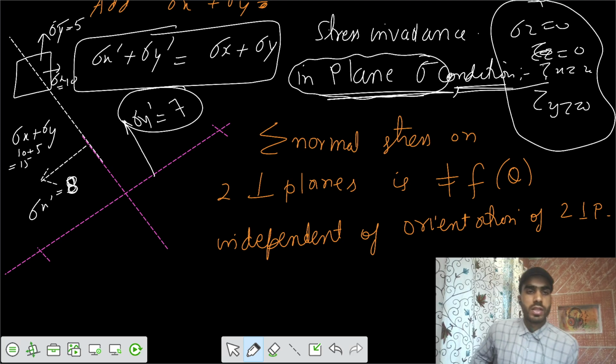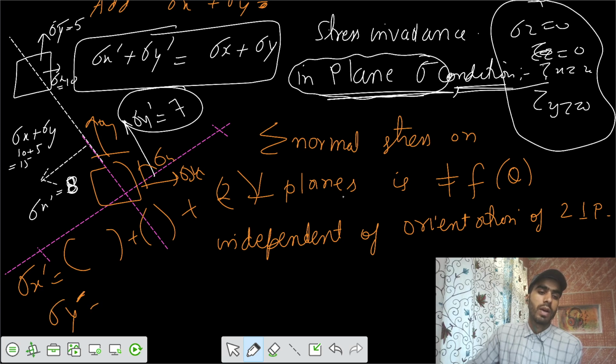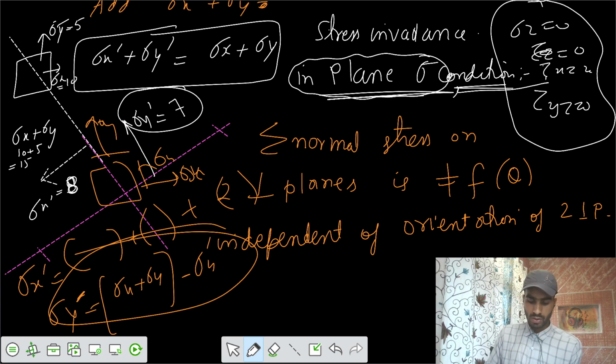That's the concept of stress invariance. So if you get sigma x dash from the calculation, and you already know the values of sigma x and sigma y on that particular segment, you can directly calculate the value of sigma y dash. That is sigma x plus sigma y minus sigma x dash. So the stress invariance concept is also over.